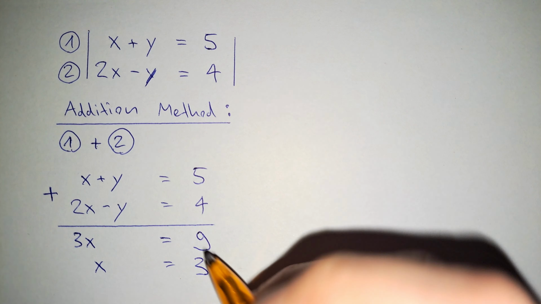Now we substitute this solution back into one of the two equations. If we do that for the first equation, we get 3 plus y is equal to 5. Now we subtract 3 on both sides, and we get y is equal to 2. And again, our solution for the system (x, y) is equal to (3, 2).